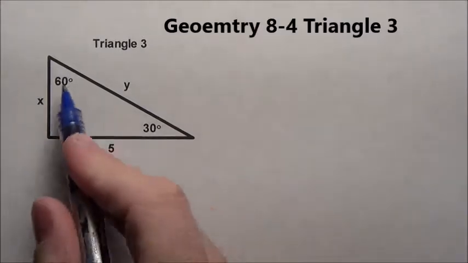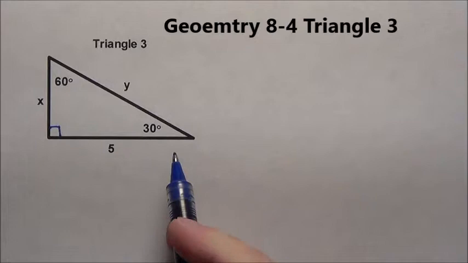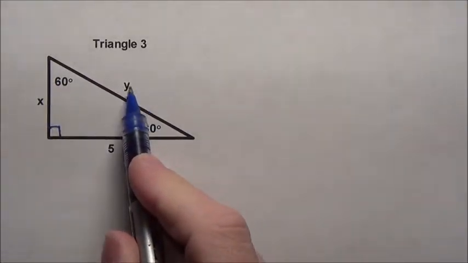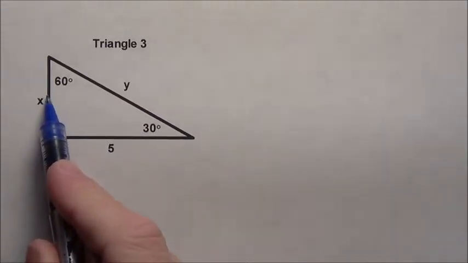Here's triangle 3. It's a 30-60, which then forces this to be 90. In a 30-60-90, everything's based off of the short side. The hypotenuse is twice as big as this short side. This long side is root 3 times as big. So we always go to the short side.